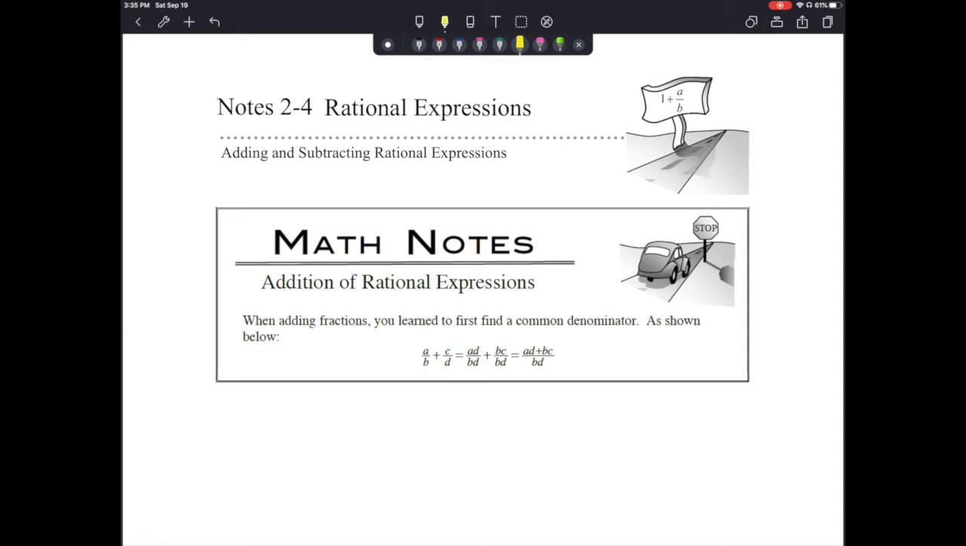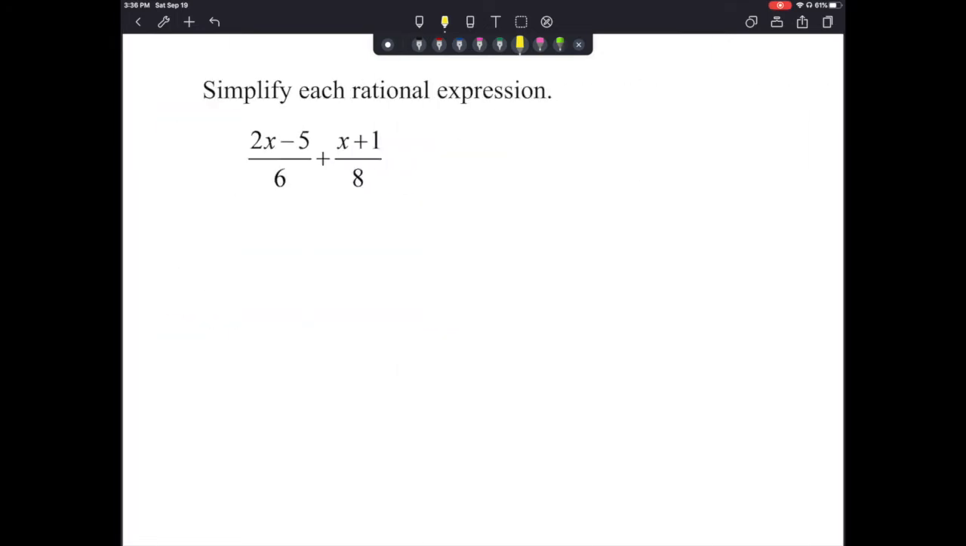Hi everyone. Today's lesson is 2-4, and we're going to focus on adding and subtracting rational expressions. Yesterday we multiplied, divided, and simplified rational expressions, but today we're going to be looking at adding and subtracting, which, as everyone knows, when you add and subtract fractions, you must first find a common denominator. That's a big part of what we're doing. Let's go ahead and jump right on in.